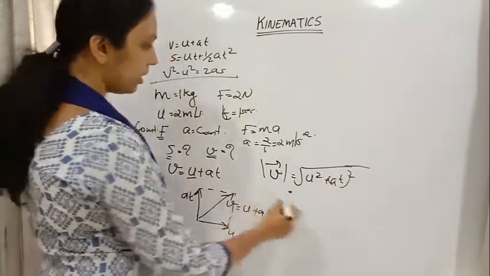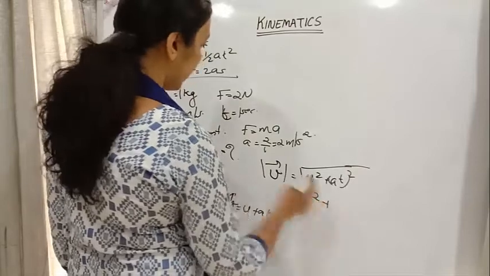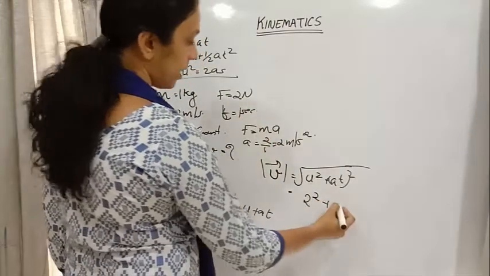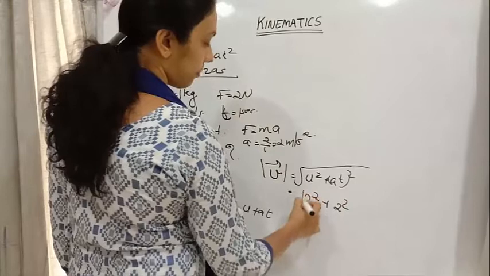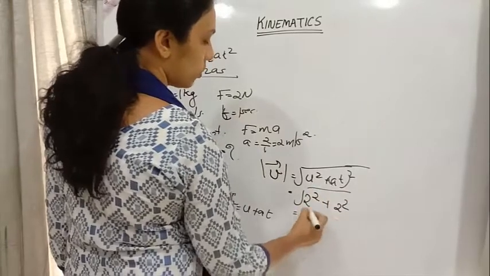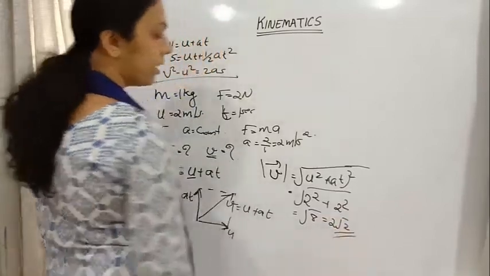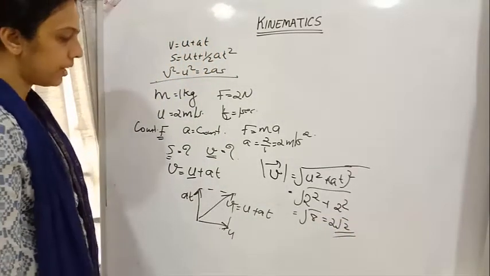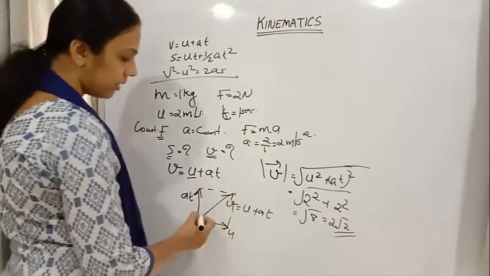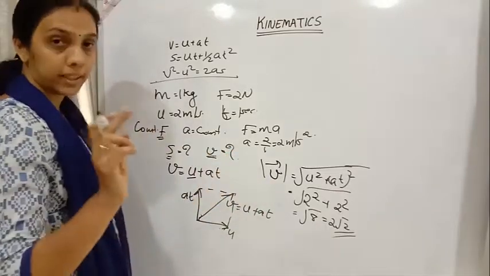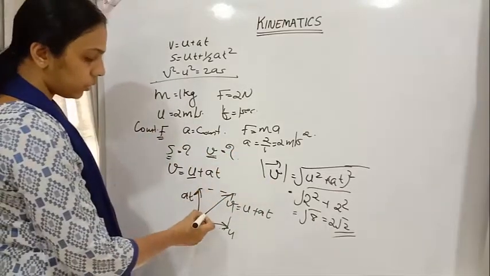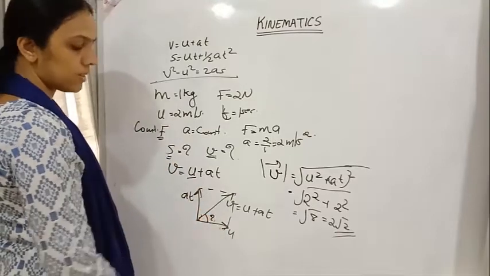What is u here? u is 2, a is 2, t is 1, therefore the square root of 2 square plus 2 square, so root 8, that is equal to 2 root 2. That is the velocity, right? Now we need to find out the direction, since velocity is a vector quantity. How can we find out this direction?